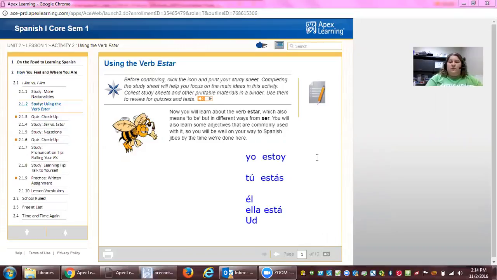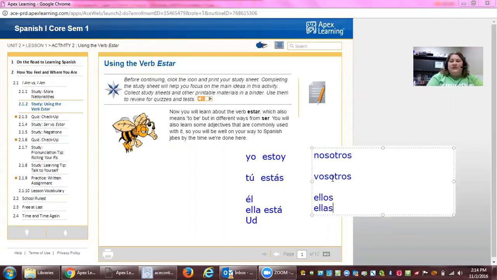And we're going to do the other side of the coin. So nosotros is more included. And then the subject pronoun, vosotros, is all of you, kind of an informal all of you. And then we have ellos, ellas, and ustedes. And then the nosotros form of estar is estamos. And then we have estáis. Then we have están.